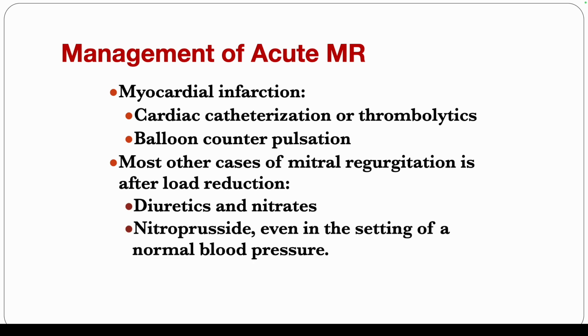Diuretics and nitrates. Nitroprusside can be used even in the setting of a normal blood pressure because it causes arterial vasodilatation. So when there is contraction of the LV, the blood goes into the LA, and if we decrease the peripheral vascular resistance, the blood will also easily move forward. Emergency surgery, valve replacement.